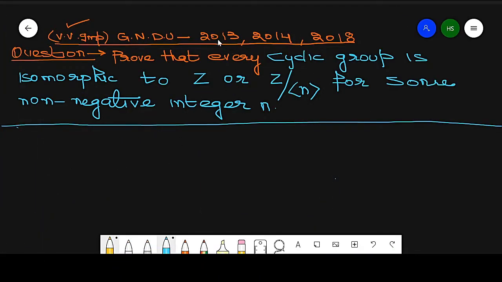Next example is very important. Every cyclic group is isomorphic to the set of integers Z or Z by nZ. Now this is a very important result. If a cyclic group is of infinite order, then it is isomorphic to Z. If it is a cyclic group of order n, then it is isomorphic to Z by nZ.